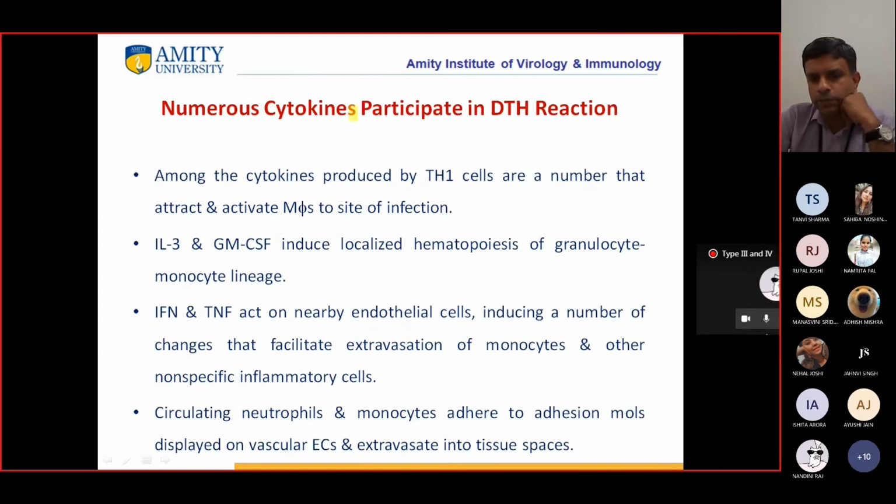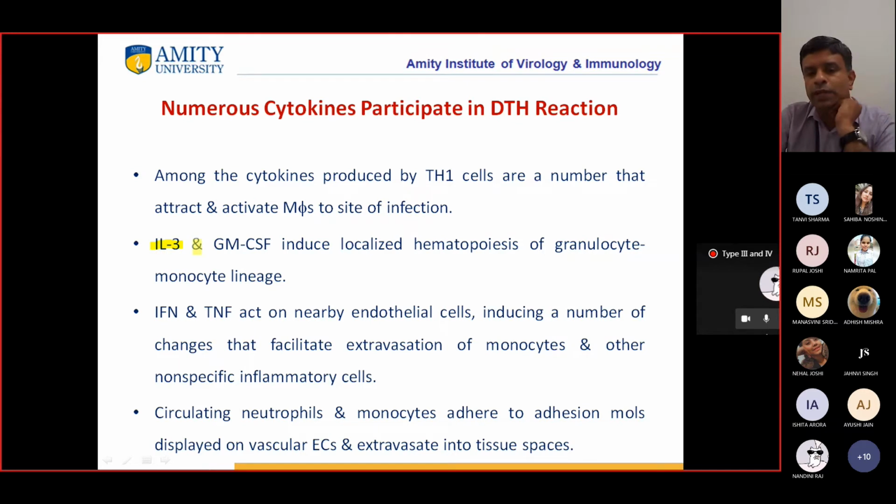Okay, so I directly now come to this point, where, as I said, cytokines are playing a very important role here, because these cytokines, we said, are activating the macrophages. Okay, so among the cytokines produced by T helper 1 cells, there are a number that attract and activate macrophages to the site. Okay, so let's see the role of some of the cytokines in this reaction. Just for example, IL-3. IL is interleukin. Okay, so we call it interleukin 3, and we usually write it as IL-3.